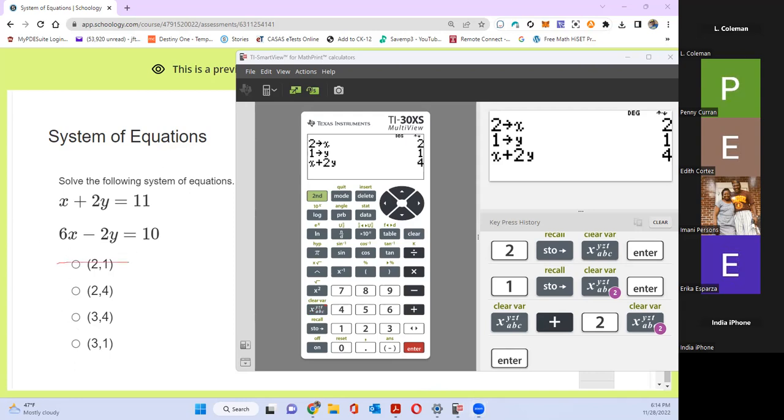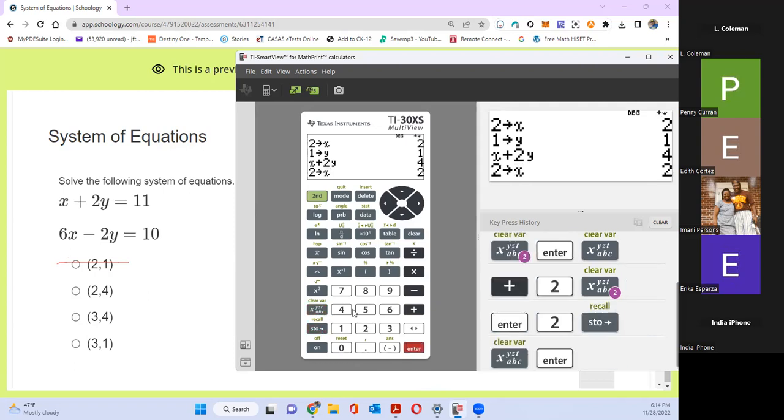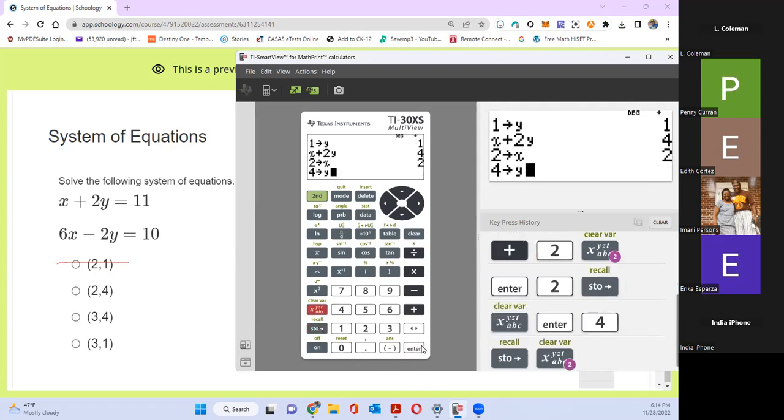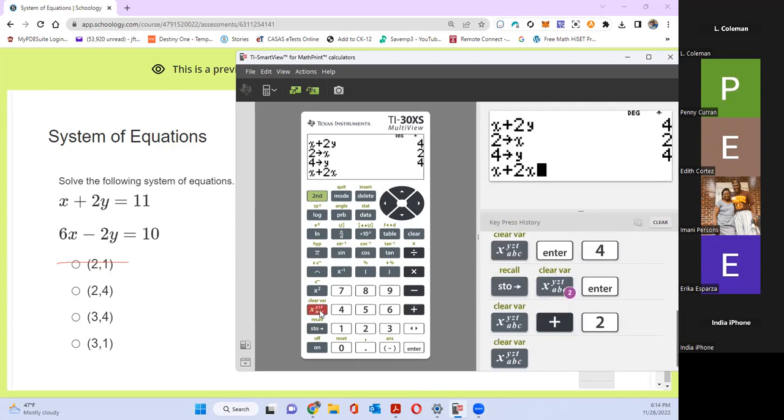I'm going to go to my second one. X is 2. Y is 4. And I'm going to do the same thing. X plus 2Y. And I need to see 11. Do I see 11? No. So I know it's not B. Let's go to C.